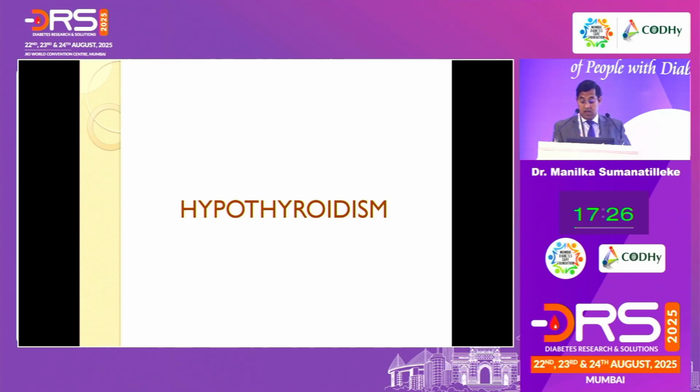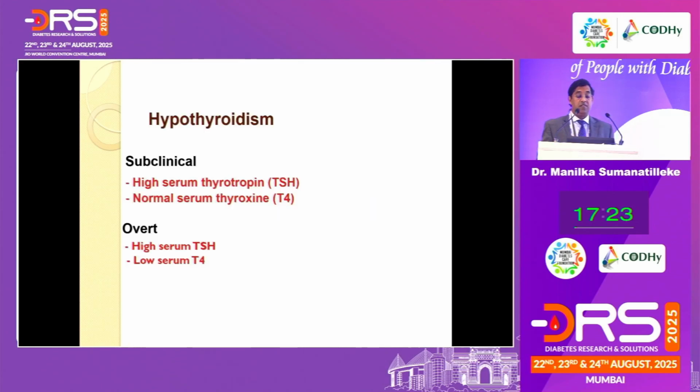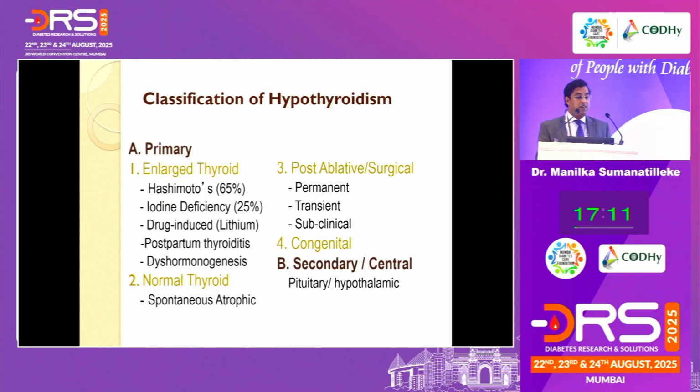So let's get on with hypothyroidism. It's a very simple diagnosis as shown there. Subclinical when the TSH is raised and the free T4 is normal, and with both high TSH and a low T4, you have a diagnosis. Causes: it's mainly Hashimoto's thyroiditis or chronic lymphocytic thyroiditis in our part of the world, and I'm sure with universal iodization of salt, iodine deficiency as a cause has come down to less than 25%.